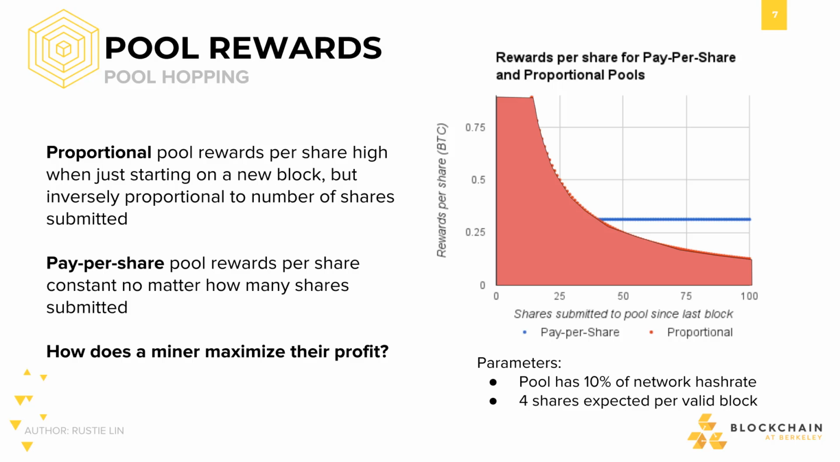Here you see the area under the curve, which represents the total reward per share times the number of shares. If we mine under just the proportional scheme, the reward gain per share decreases as more and more shares get submitted towards the block, meaning that our margin rewards start to approach zero.